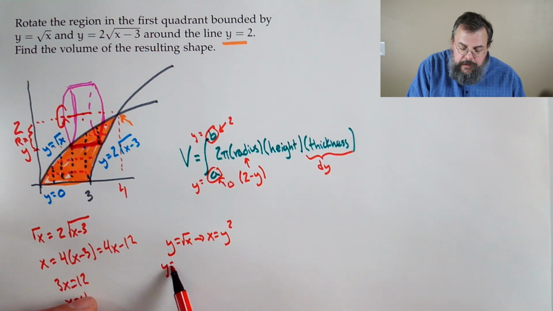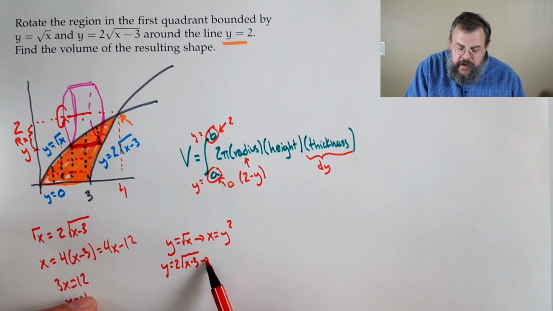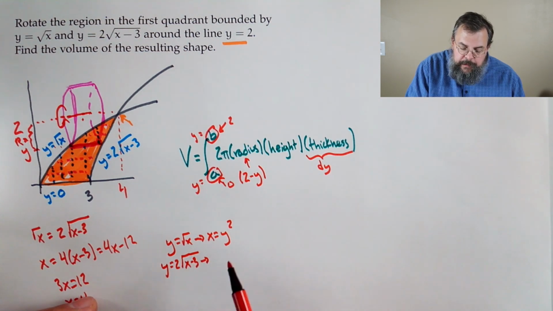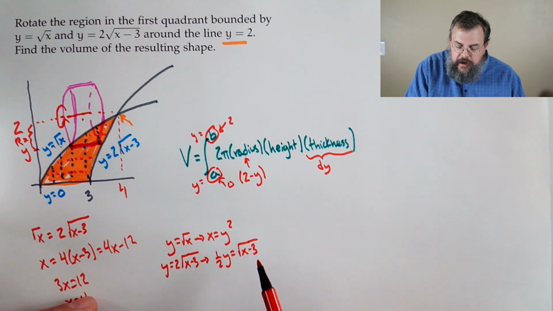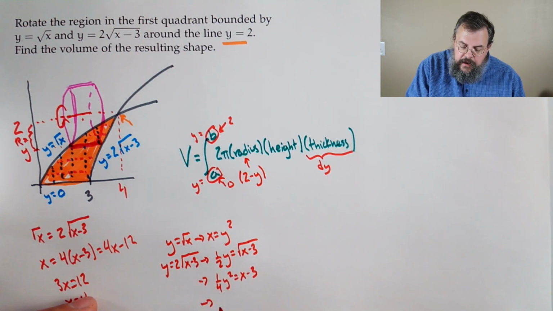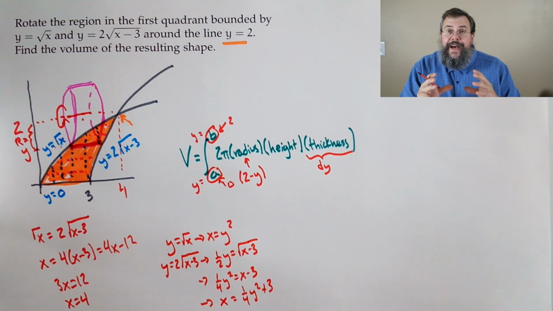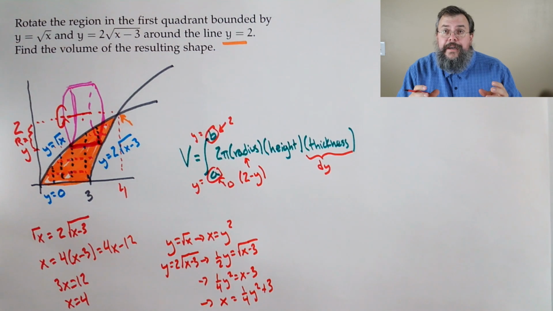This one, we'll have to think a little bit. So y equals 2 square root of x minus 3 becomes what? Well, if we divide by 2, a half y equals square root of x minus 3. All right, square. So 1/4 y squared equals x minus 3. All right, one more step. We're going to add 3. So x equals 1/4 y squared plus 3. Okay, so that's our right and our left, where we have x as functions of y.